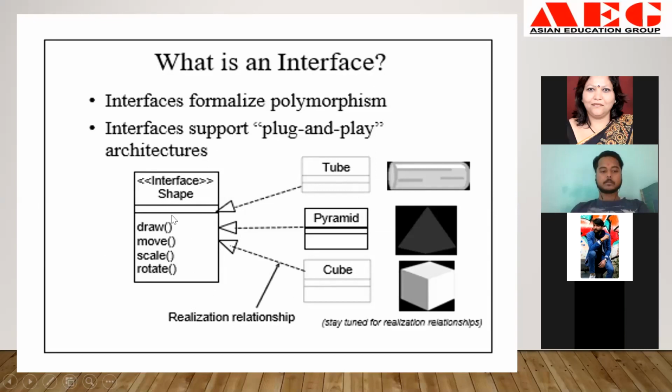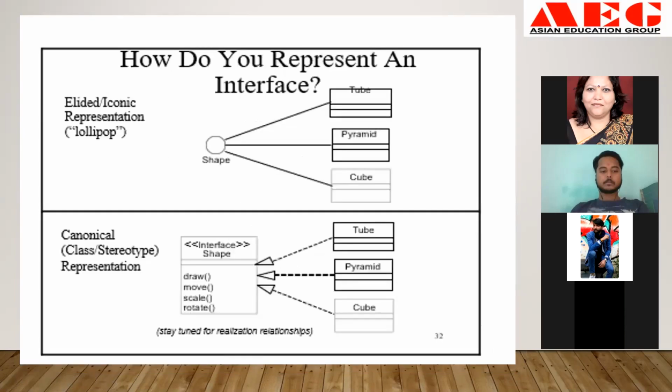So you can create different types of shapes using this. You can create a tube. You have to draw a tube, move a tube, scale a tube, and rotate a tube. You can create a pyramid, you can create a cube, and so on. So an interface can be used for polymorphism, or you can say it is used for implementing multiple inheritance, or it shows polymorphism. The shape interface can be inherited by the tube class, by the pyramid class, and by the cube class. As you are seeing, these are the further classes, and this is your interface.